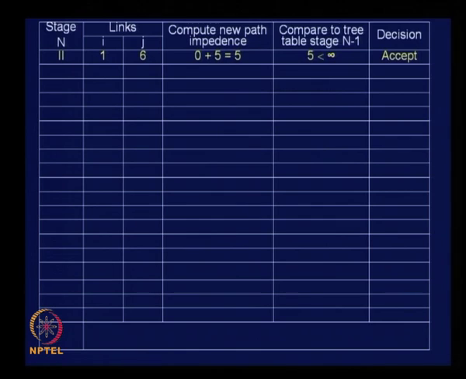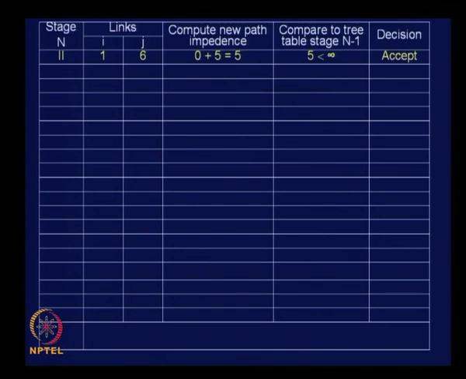Stage 1 is completed, now we are in stage 2, right. In stage 2, link ij has starting node I as 1, ending node 6, and we compute the new path impedance. We have computed 0 plus 5 is 5 minutes, and then compare to the tree table stage n minus 1, the previous stage, which was infinity. So, we say 5 minutes is less than infinity, so we accept this travel time as 5 minutes.